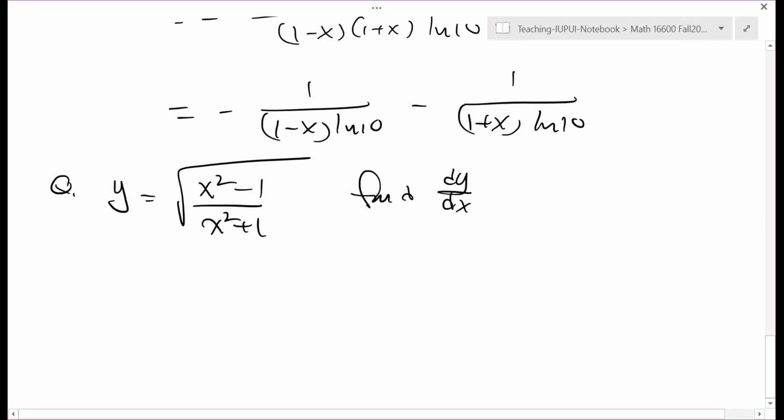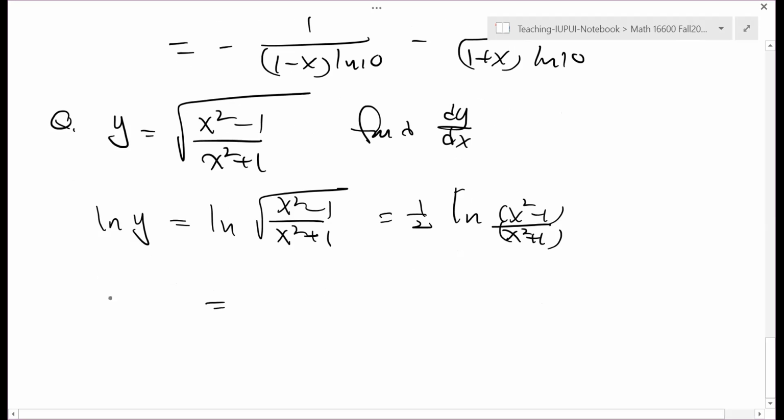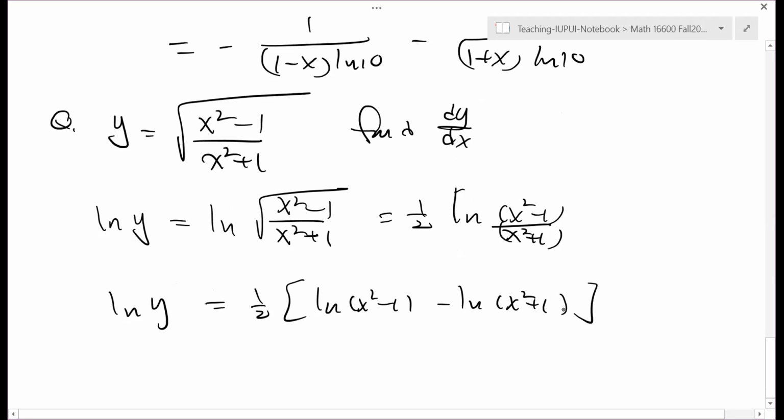All right, what I'm going to do is put the natural log on both sides. Then I get 1/2 natural log of (x squared minus 1) over (x squared plus 1), right? Then I can separate it, it looks better, right? But the left-hand side is just natural log of y. It's not y. That's fine.